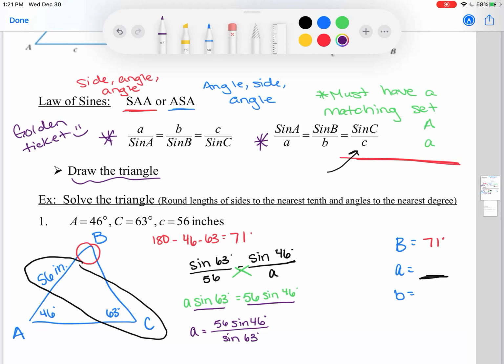All right, just because top and bottom have sines does not mean you get to cross them out. That is not allowed. They are different degree values. They are not the same, so we cannot cross them out. However, we have a calculator that is very handy that can give us our answer.